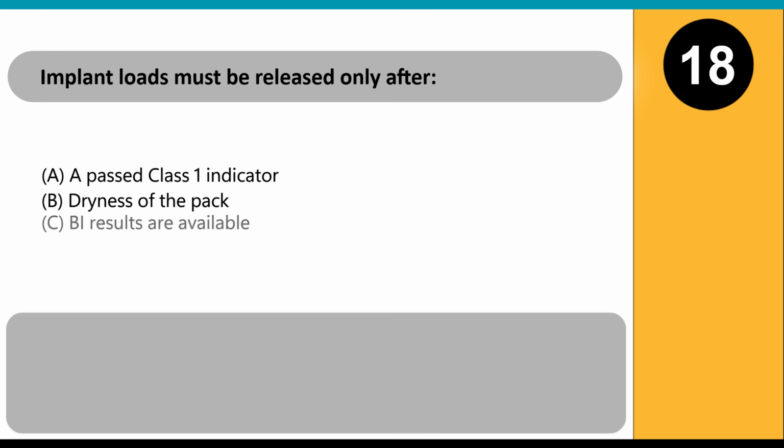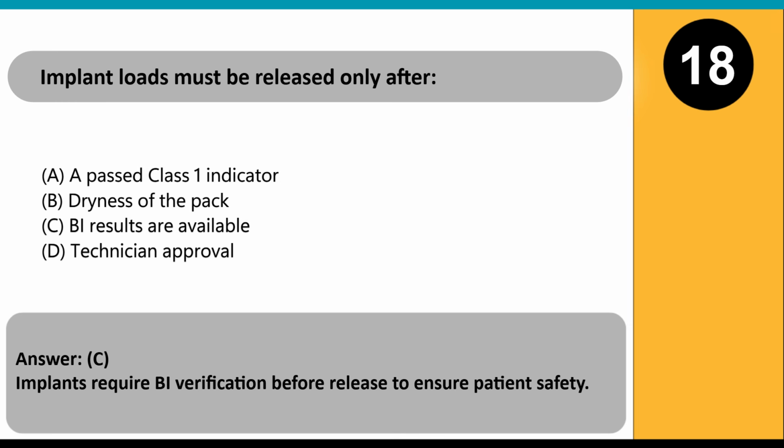Implant loads must be released only after: A. A passed Class 1 indicator. B. Dryness of the pack. C. BI results are available. D. Technician approval. Answer: C. Implants require BI verification before release to ensure patient safety.